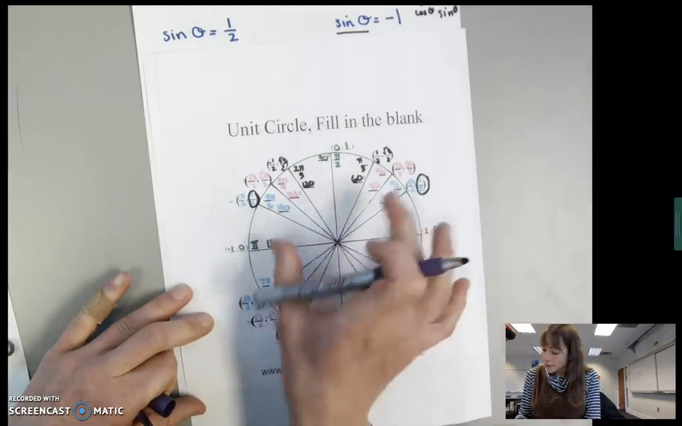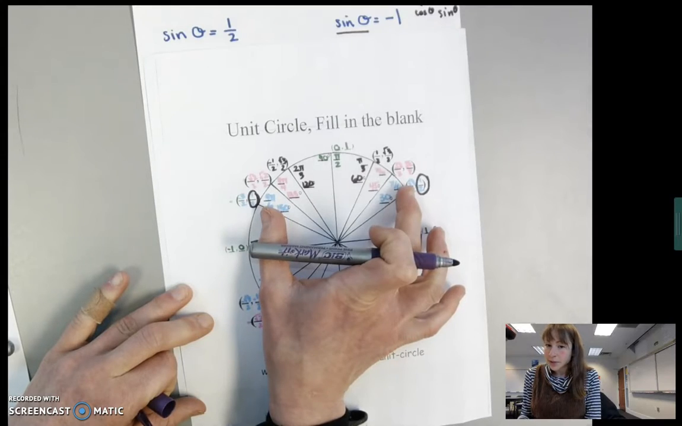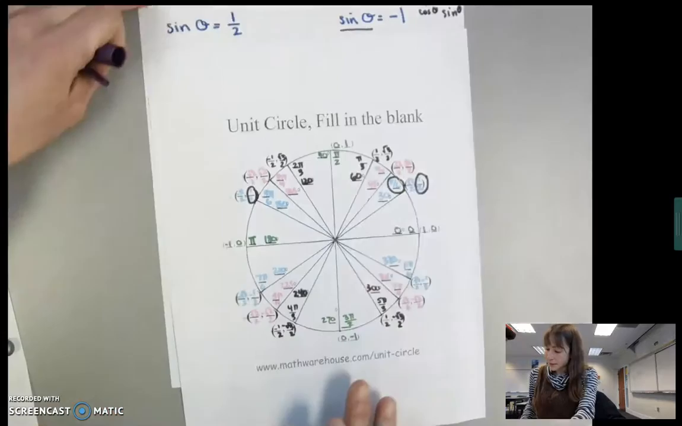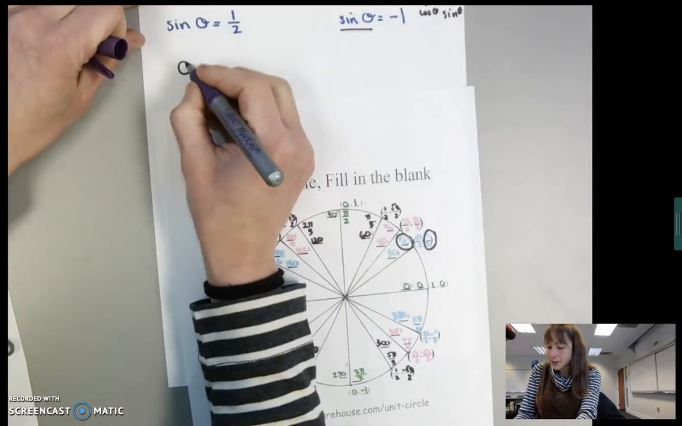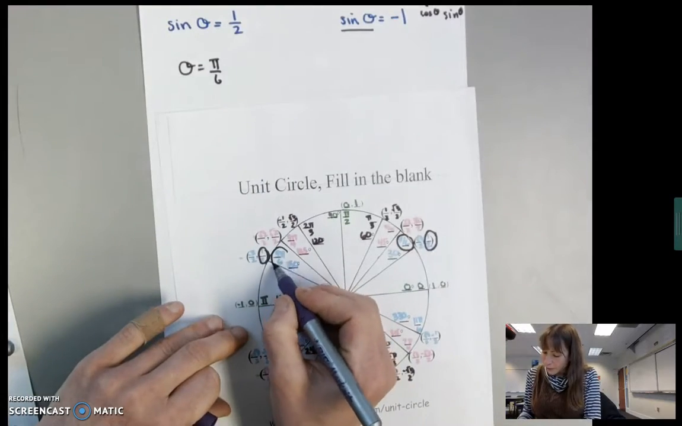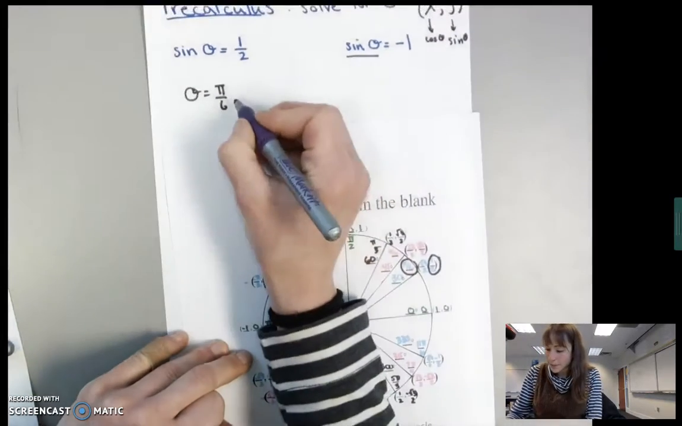So what angles had sine equal to 1/2? Well, the angle pi over 6 does, so that's one of my answers. And the angle 5 pi over 6 does, so that's my second answer.